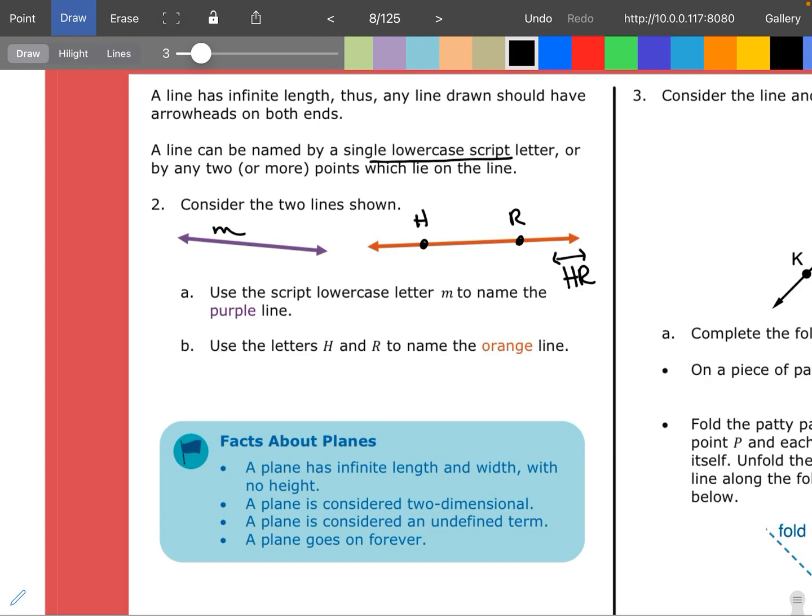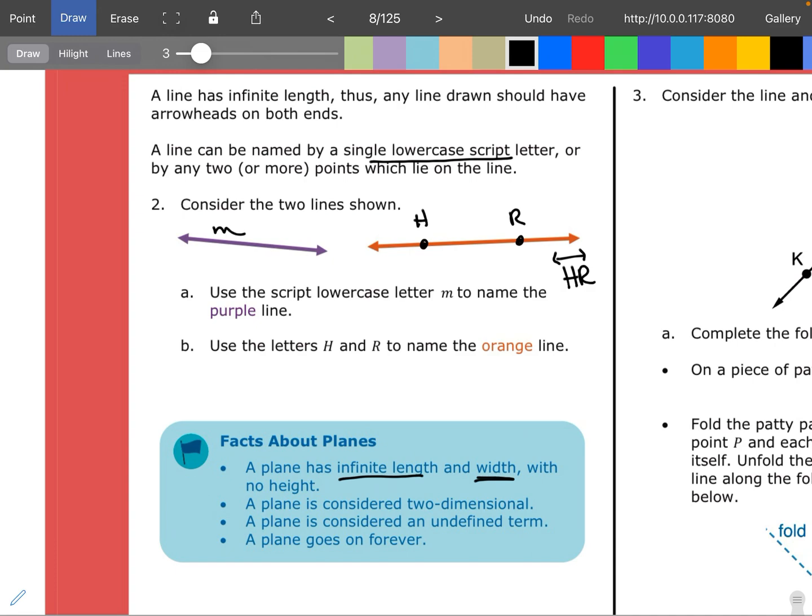Next thing we're going to do is we're going to talk about planes. So I told you should have some patty paper with you. So look at one sheet of the patty paper. A piece of paper is usually how we represent a plane. But imagine if that patty paper continued in all four directions. It has infinite length and width.